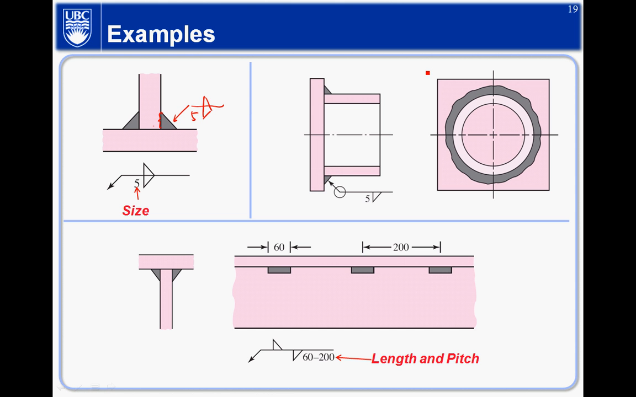It's 5. And for this one, what does that mean? You have both sides. You're basically welding both sides here, right? And the weld's length is 60 with a distance or an interval of 200 between the two welds. So that's the length and the pitch.